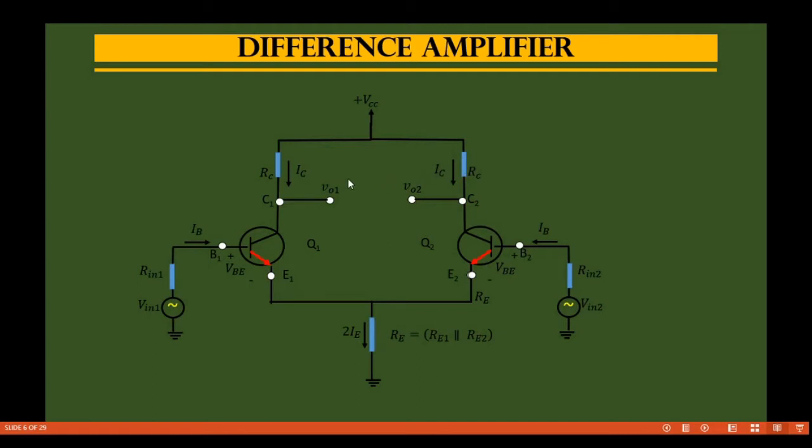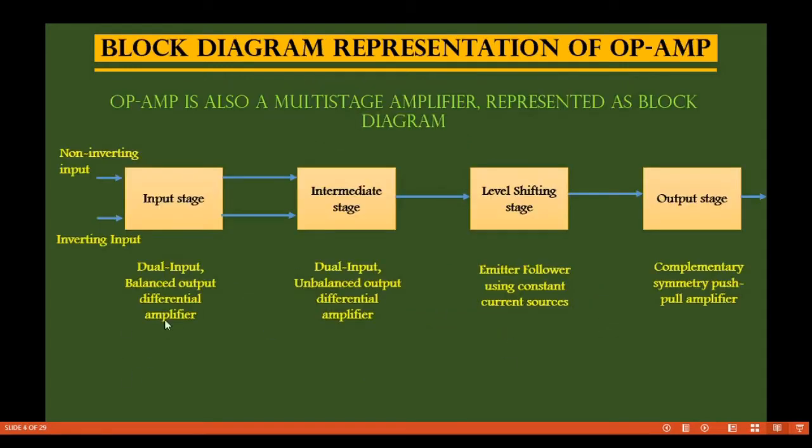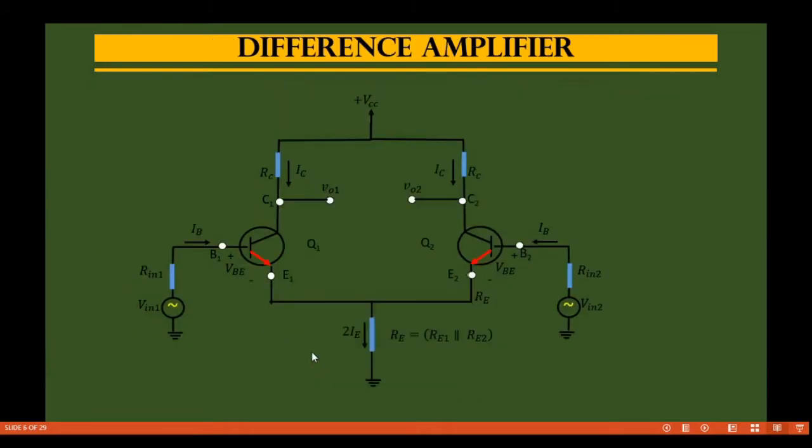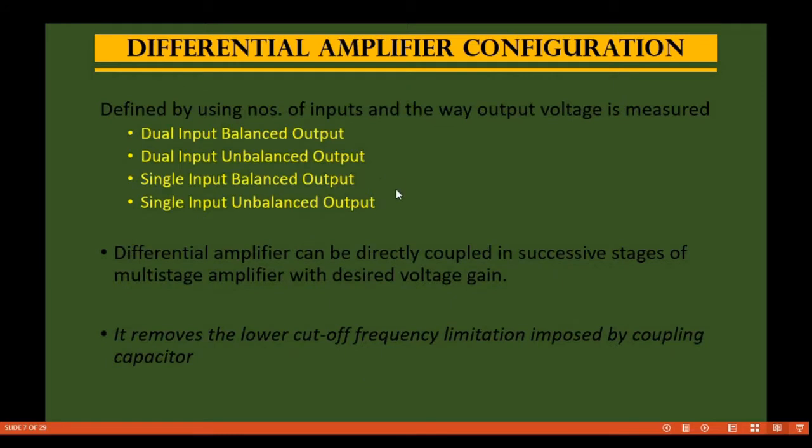So this is a basic unit differential amplifier, which is nothing but the building block of the operational amplifier that we have seen in the previous slide. These differential amplifiers are the building block of the op-amp. The configuration of a differential amplifier is defined by the number of inputs you are using and the way you are taking the output voltage.